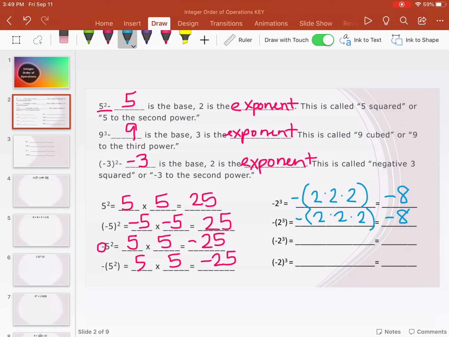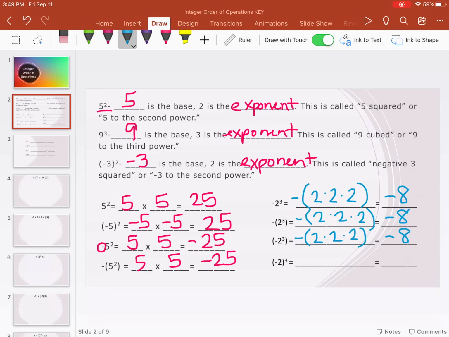Okay, then the next one. I see all those parentheses, which is cool, but the exponent and the whole number, the base, are both inside the parentheses, and so is that negative. So this is, again, the opposite of 2 to the third power. So same thing, the opposite of 2 times 2 times 2, which is a negative 8.